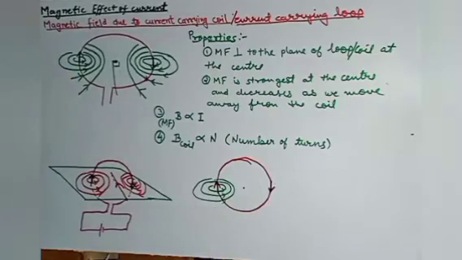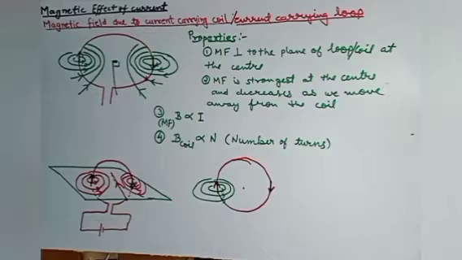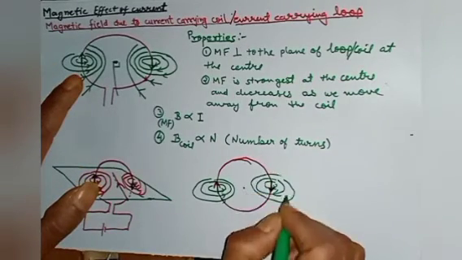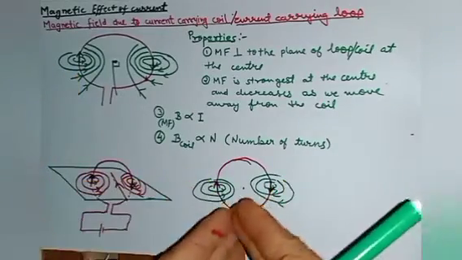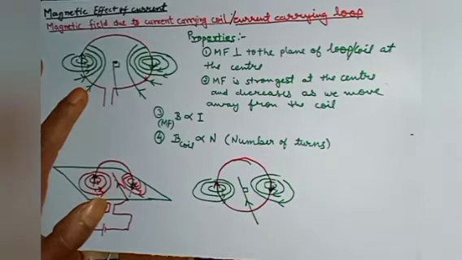Keep in mind that from here the magnetic field lines are curling this way, and for this one it will curl the other way, and there will be two field lines for this end and for this end. They will overlap and form a straight line normal to this surface.